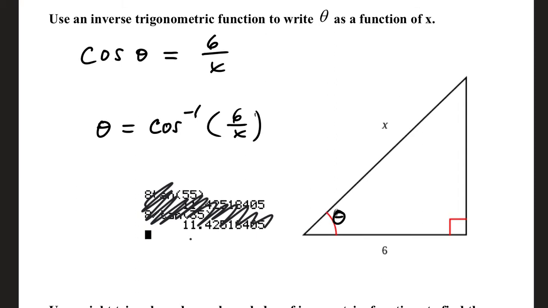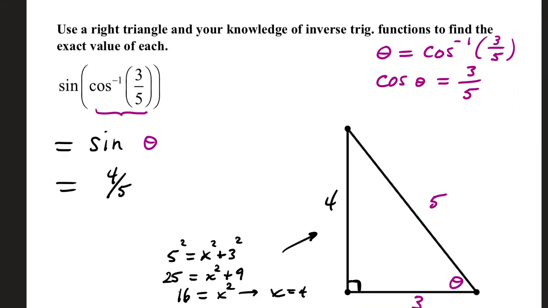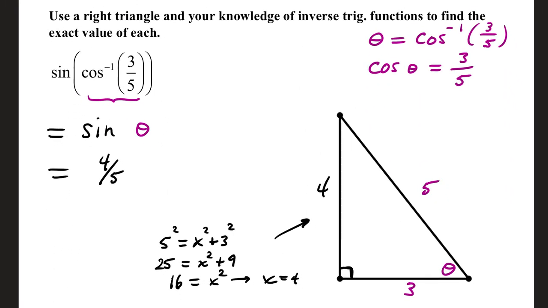The example underneath: use a right triangle and your knowledge of inverse trig functions to find the exact value. We're going to have a composition in this problem. We have sine of cosine inverse 3/5. When you have a composition, start on the inside. I call this theta. Over to the right in the purple color, theta is equal to inverse cosine of 3/5. If you take the cosine of both sides, you get cosine theta equals 3/5.